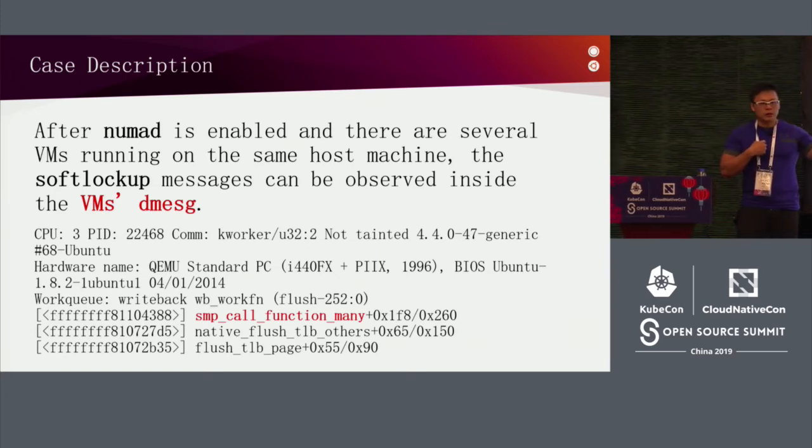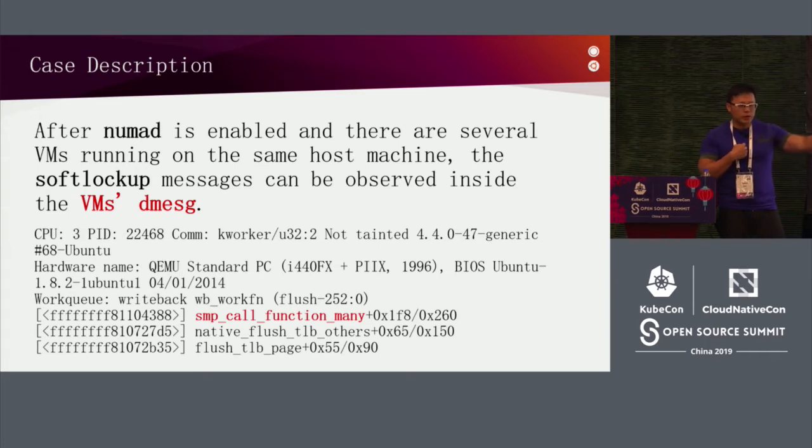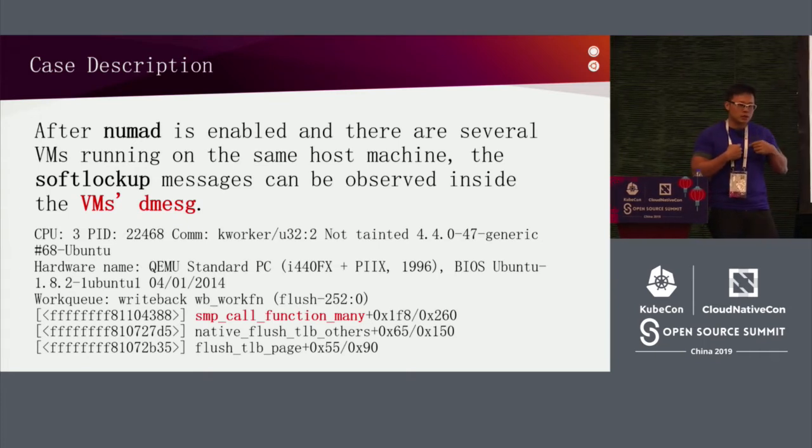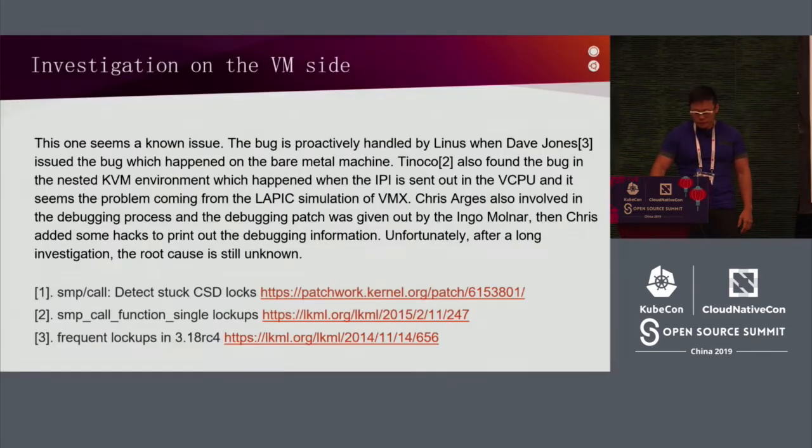For example, I'm CPU 0 and there's another CPU 1. And I want to flush the CPU, I want it to finish so that I can continue running, but it's stuck here. And there's no response from that CPU. This is what you can see from the logs.